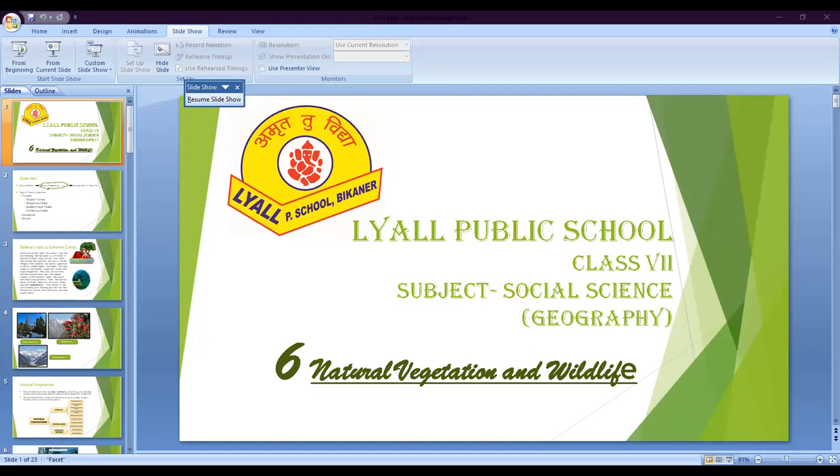Hardwood trees found there are sal, teak, neem, and shisham, and they are very useful in making furniture, transportation, and construction materials. Hardwood means very hard, very strong wood trees are found here, such as sal trees. Just look here, this is a picture of a sal tree, where we can see so many sal trees.